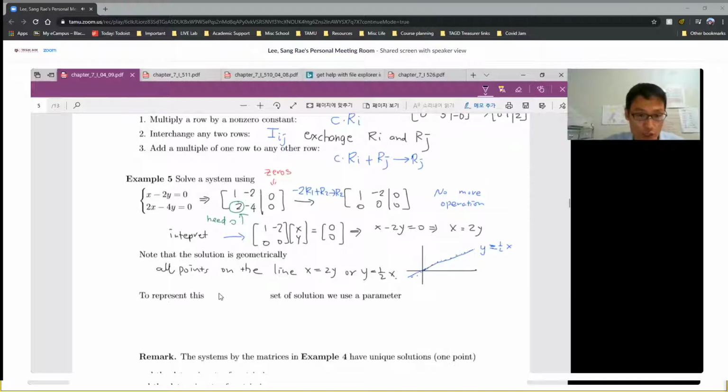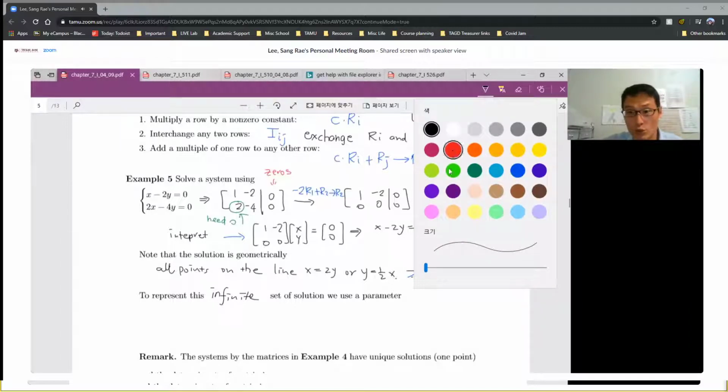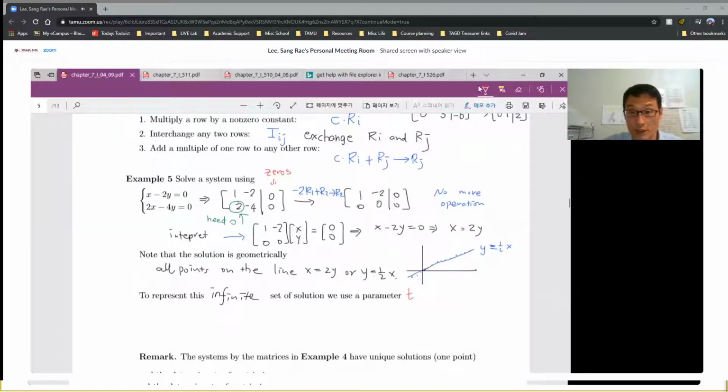So the idea is to represent this infinite set of solutions. We use a parameter. Conventionally, people use the letter t, but it's up to you. We have two variables, x and y, but traditionally people use the parameter for the latter or second variable. Okay, so look at this, x equals 2y. That is our result from our calculation.